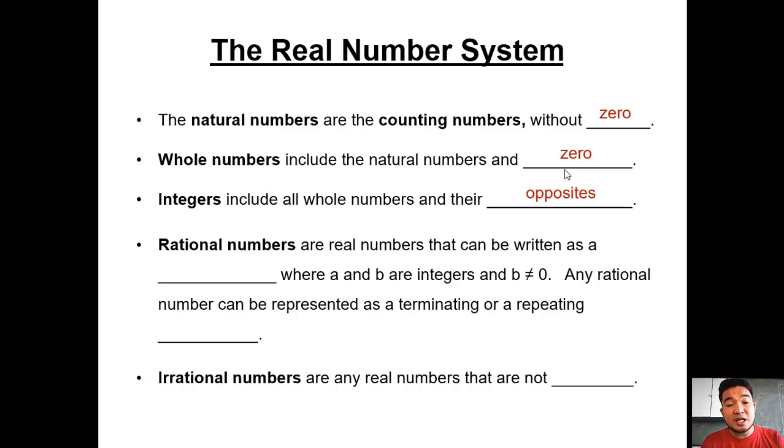Rational numbers are real numbers that can be written as a over b, where a and b are integers and b is not equal to 0. Any rational number can be represented as a terminating or a repeating decimal. So the answer here is fraction, a over b. So paano kapag may fraction na tayo? So rational number na ang tawag natin doon. Okay? So repeating decimal.